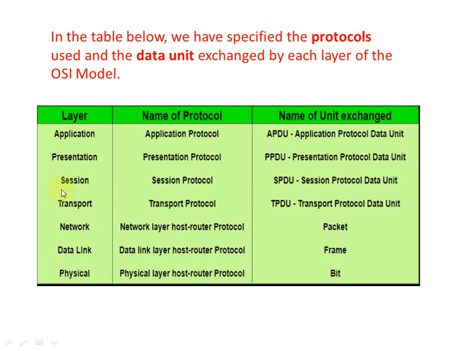The third layer is the session layer, and the protocol is the session protocol, with the unit exchanged being the SPDU, Session Protocol Data Unit. Transport layer, transport protocol, TPDU, Transport Protocol Data Unit. Remaining are the network, data link and physical layers. These are the host router protocols, and the unit exchanged in the network layer is the packet. Frame is the unit exchanged between data link layers, and in the physical layer the bit is the unit exchanged. So from this table we clear the concept of the protocol used and the data unit exchanged by each layer of the OSI model.